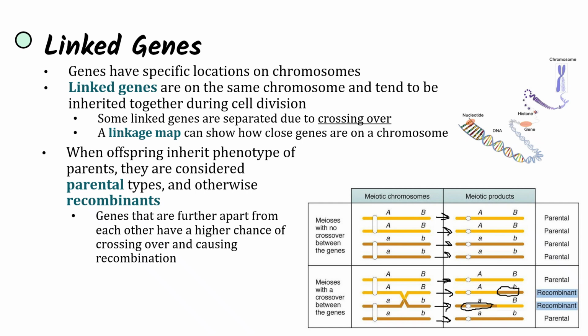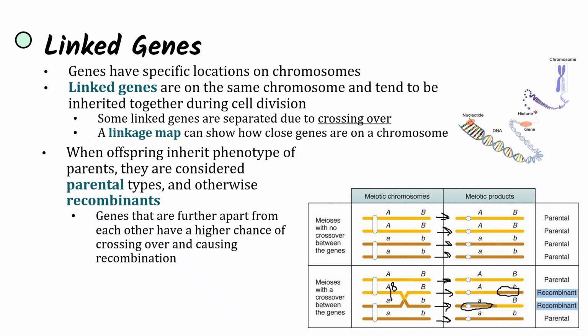Now, genes that are further apart from each other have a higher chance of crossing over and causing recombination. Because, for instance, if gene B was actually located up here right next to gene A, then there is a very low chance that crossing over would occur all the way here right in between gene A and gene B, especially because crossing over generally only takes the ends of the chromosome and swaps them. And so there's a lesser chance of them being separated. And so linked genes that are closer together are generally going to stay linked through meiosis.